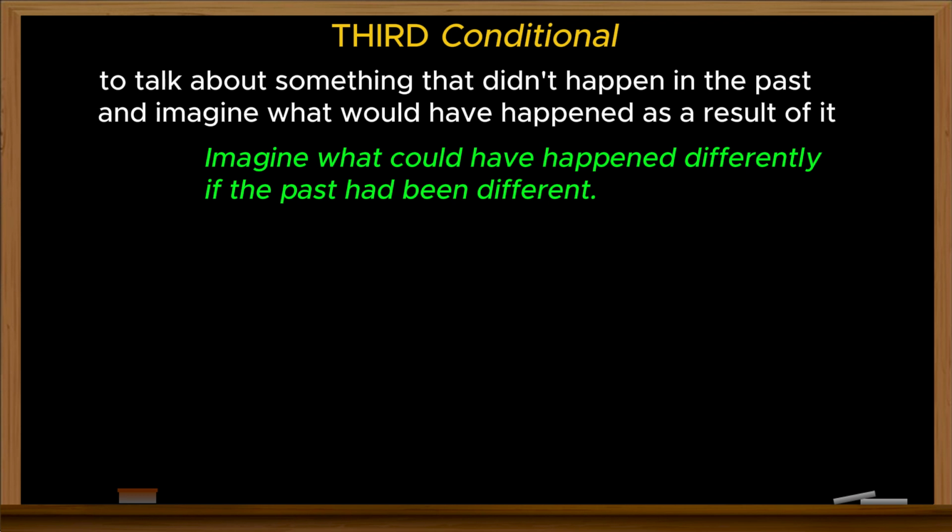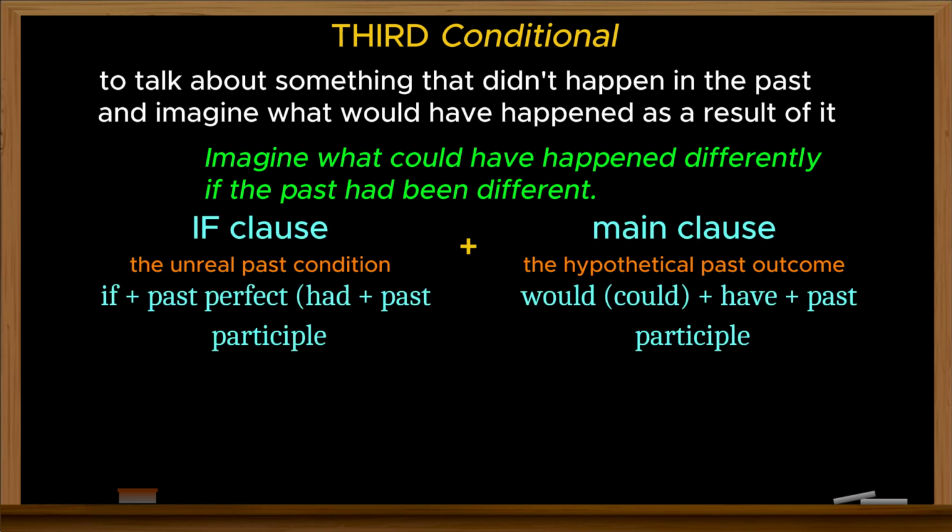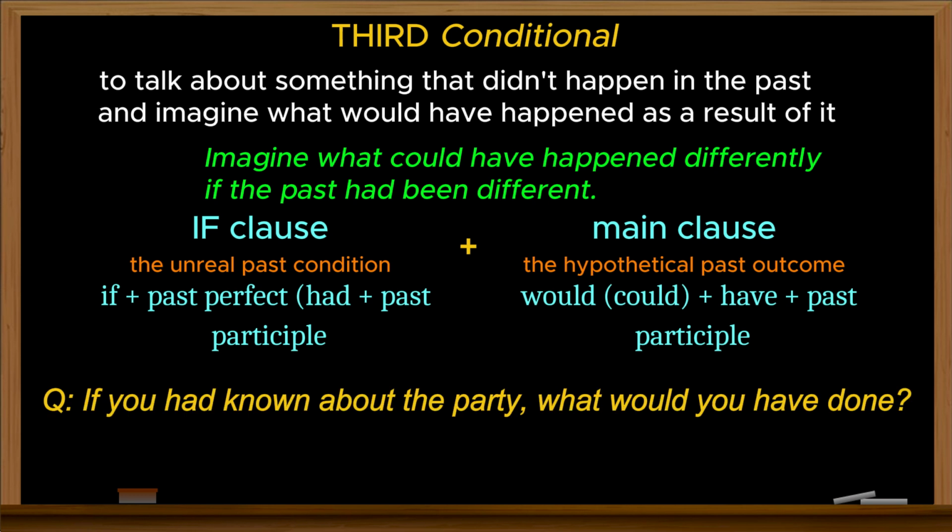Now let's practice forming more third conditional sentences together. And remember that in the if clause, we use the past perfect tense, and in the main clause, we use would have plus the past participle of the verb. Okay, here's the first one. If you had known about the party, what would you have done? Take a moment to think about your answer and let's share it together.